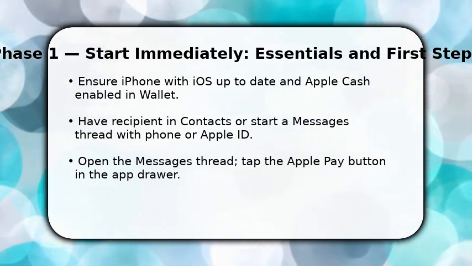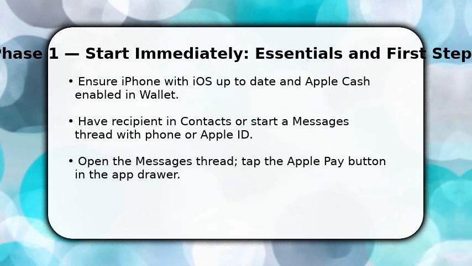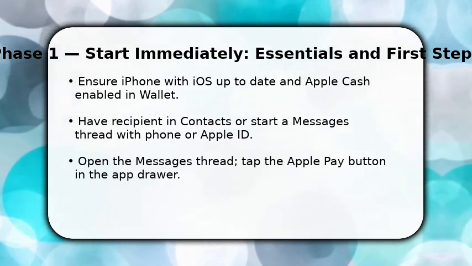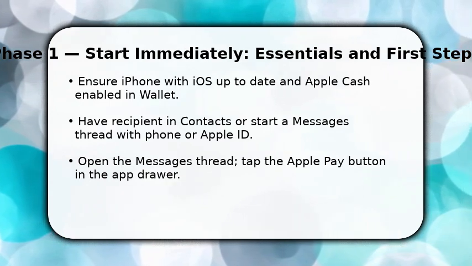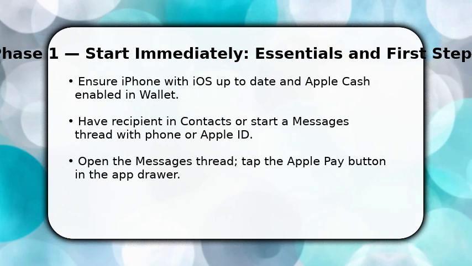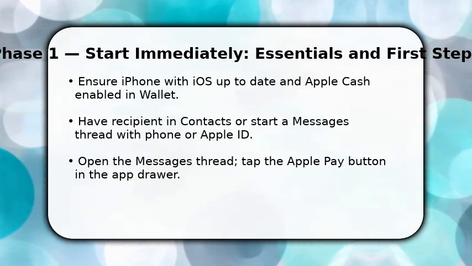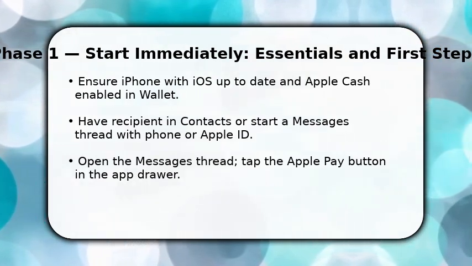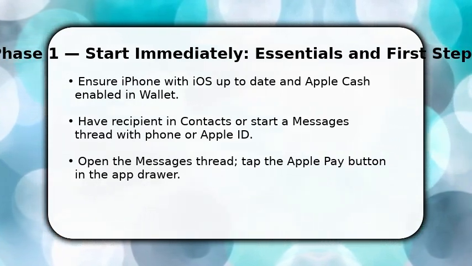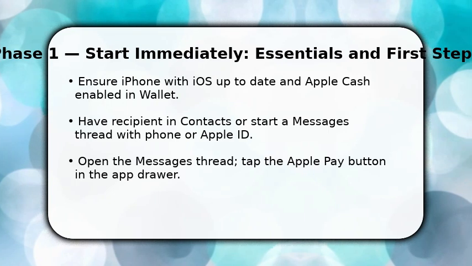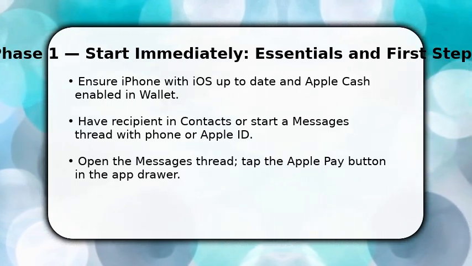You start by making sure Apple Cash is active in Wallet and your iPhone is updated. This avoids authentication failures. Next, open Messages and select the contact or start a new thread. Once done, swipe the app drawer and tap the Apple Pay icon. This is your payment interface. You do this first because Messages securely links to Apple Pay and your wallet. Using a thread ensures the payment targets the right person and records the transaction automatically.